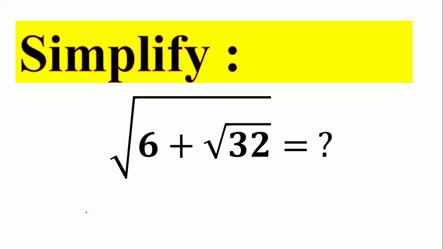This problem is all about simplifying the square root of 6 plus the square root of 32. So we want to find the simplified form of this particular question.